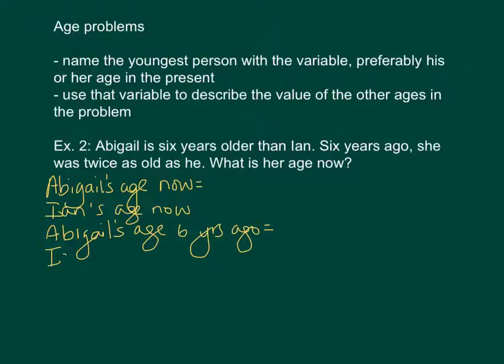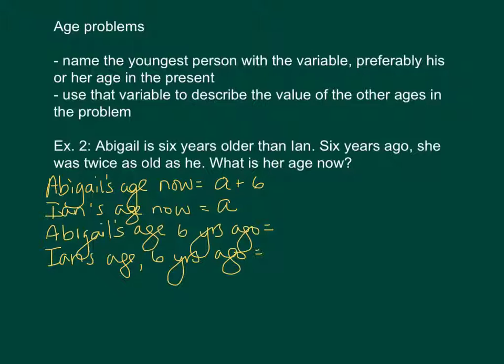And we've got Ian's age 6 years ago. Okay? All right, Abigail's age now, she's not the younger one, she's the older one. We're going to name Ian A for his age now. Abigail is 6 years older than Ian, so she's A plus 6.